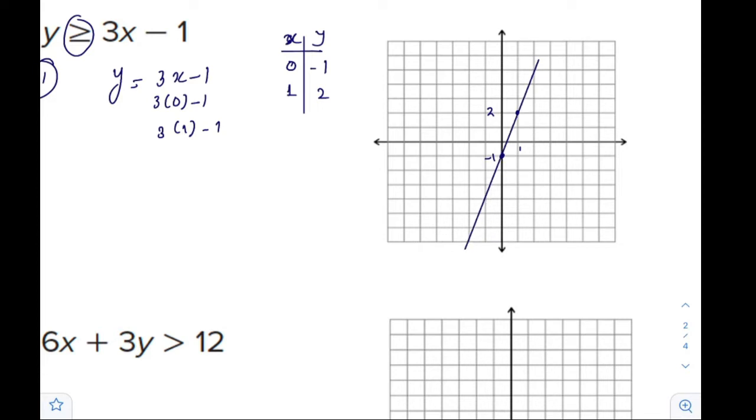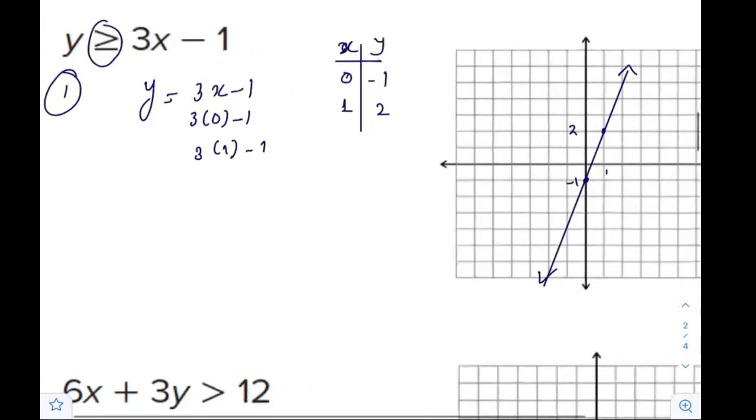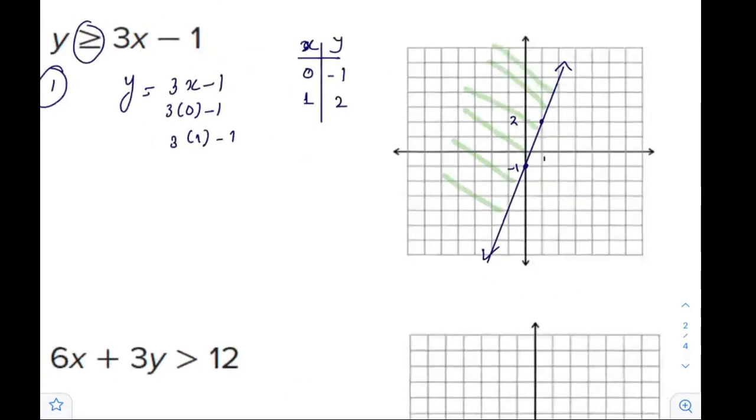Solid line. متصل. مش منقط, مش مقطع. And by experience, as I told you, since y is more than, then we should expect that we are shading above the line. Let's check.